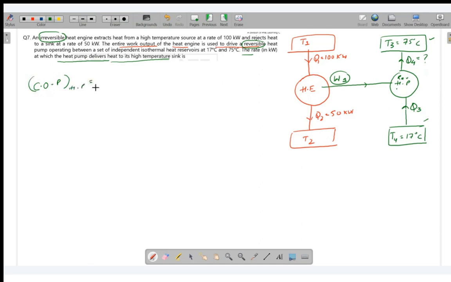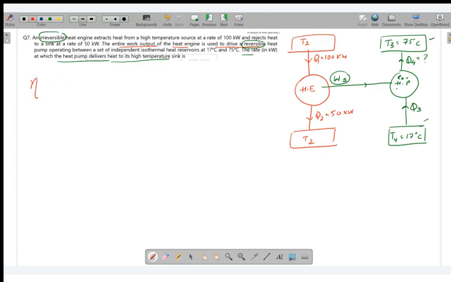is equal to... but what will I do with COP? I don't know W1 and Q4 as well. So Q4 also I don't know. So I need to find out W1 first. Okay, so let me find out W1 first.